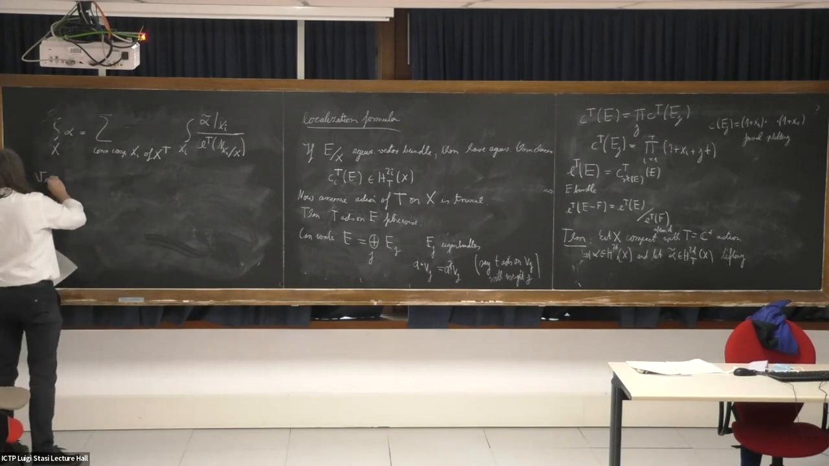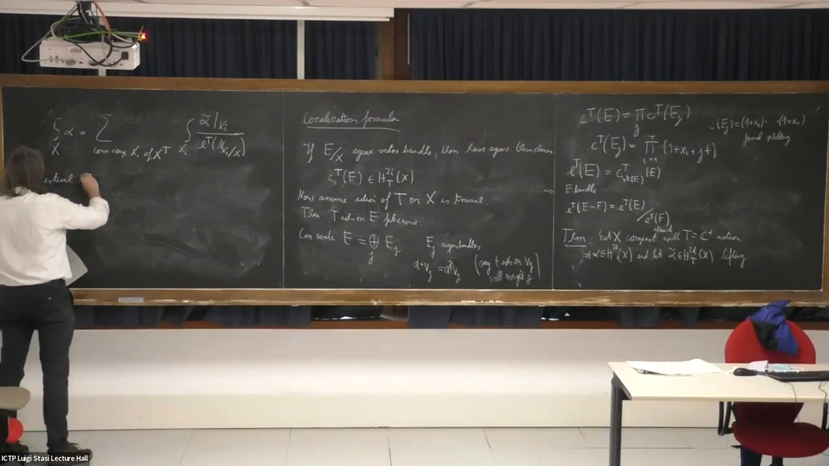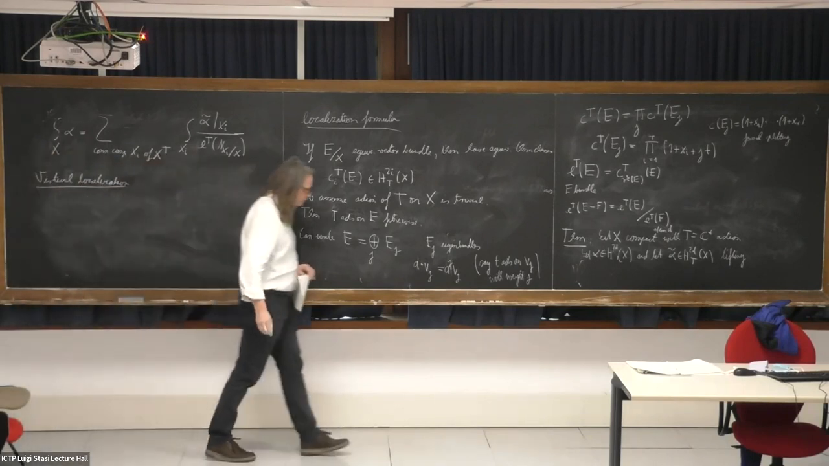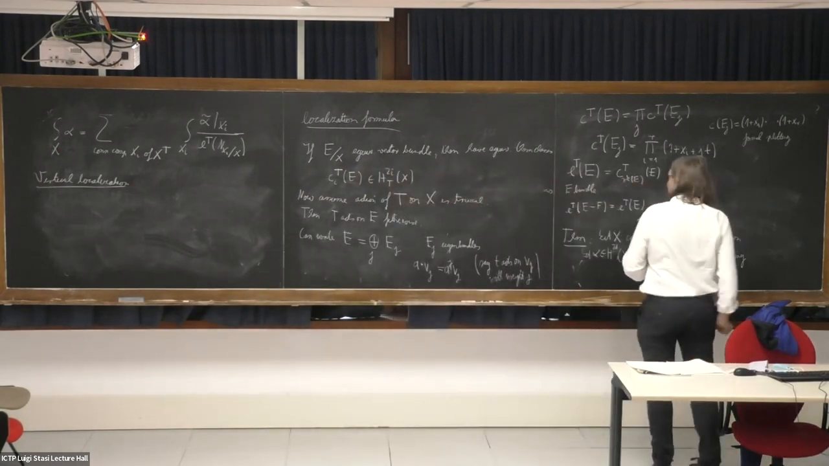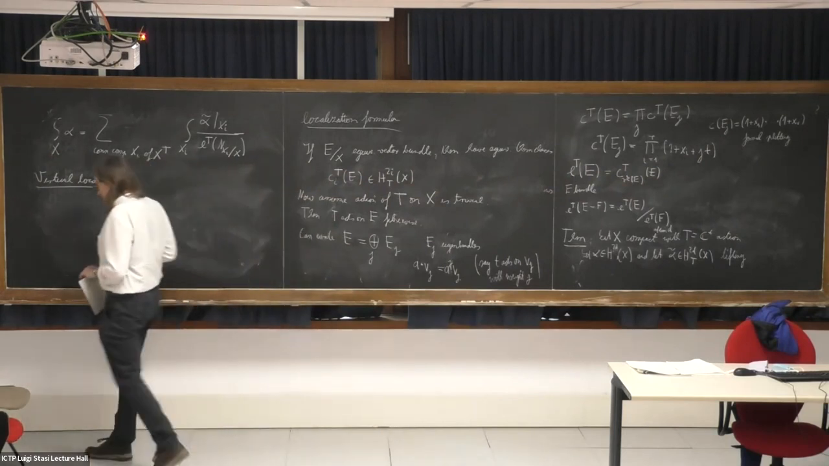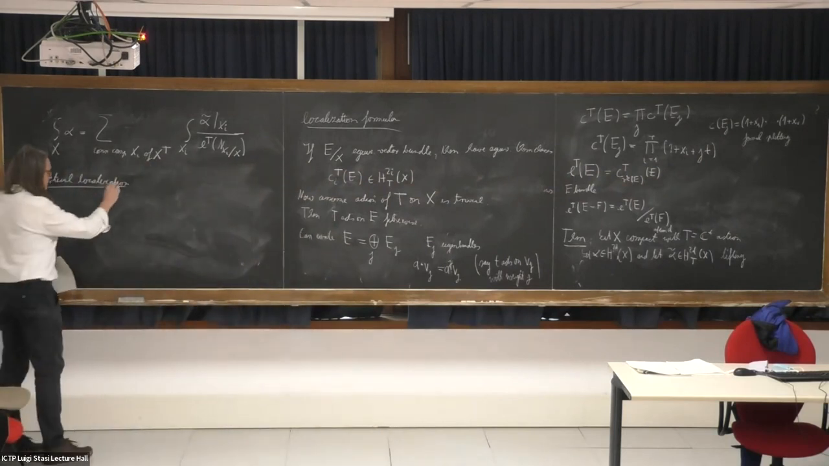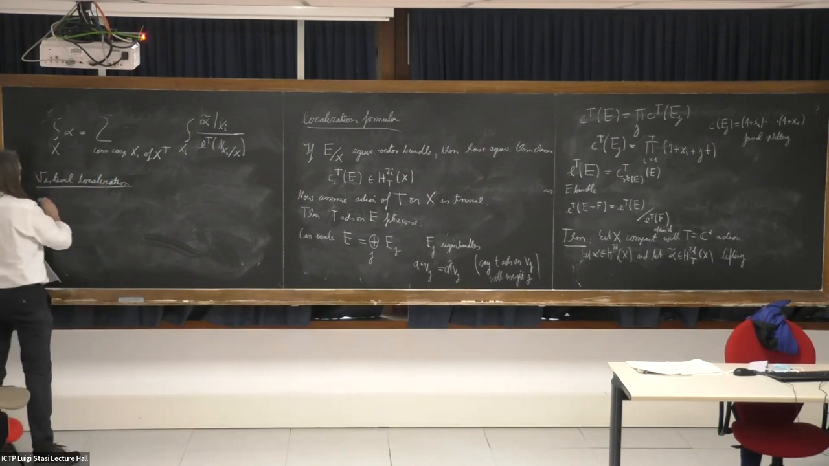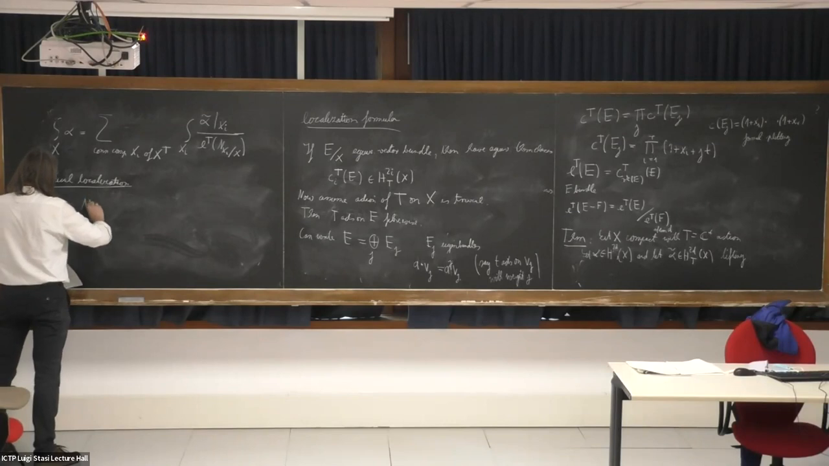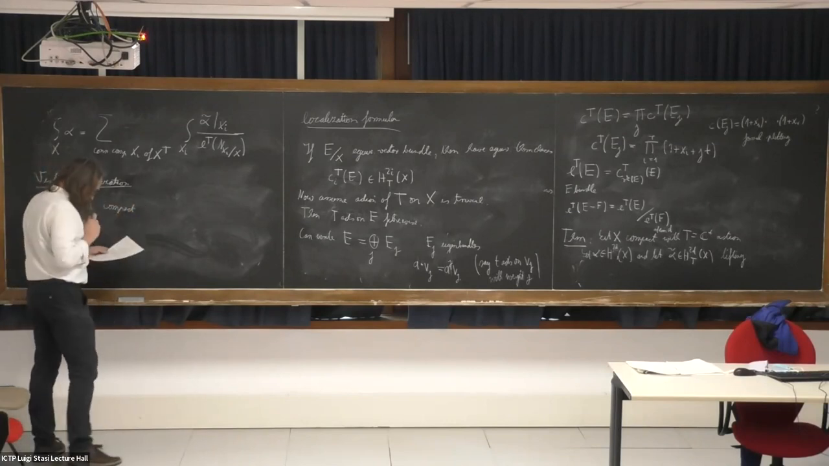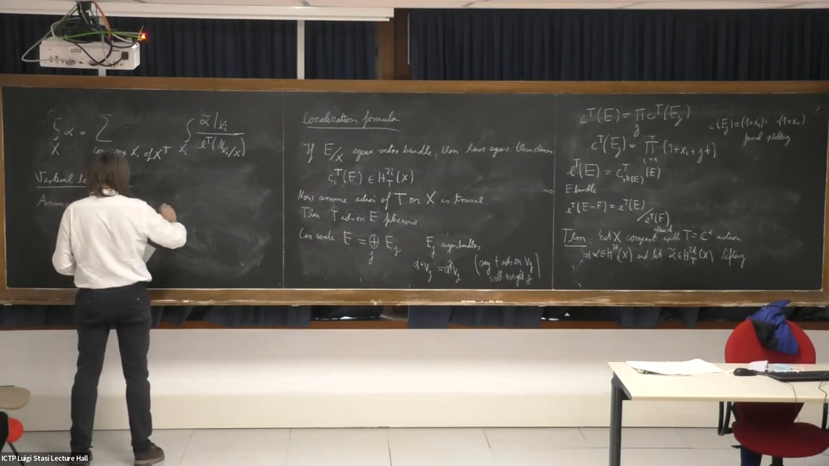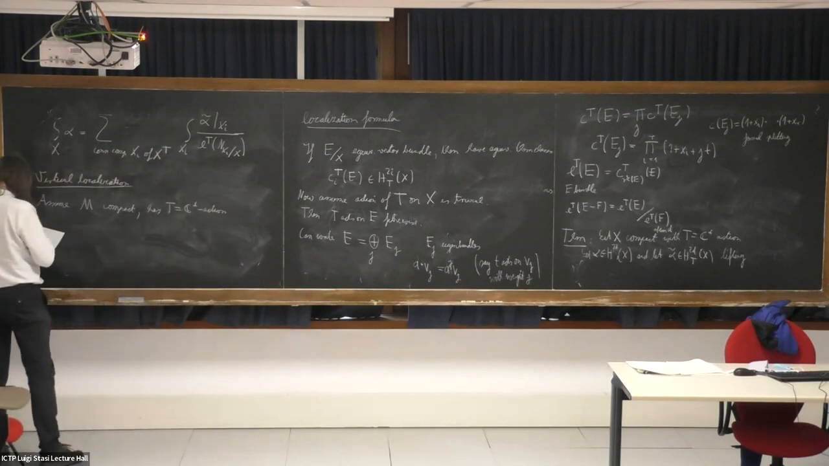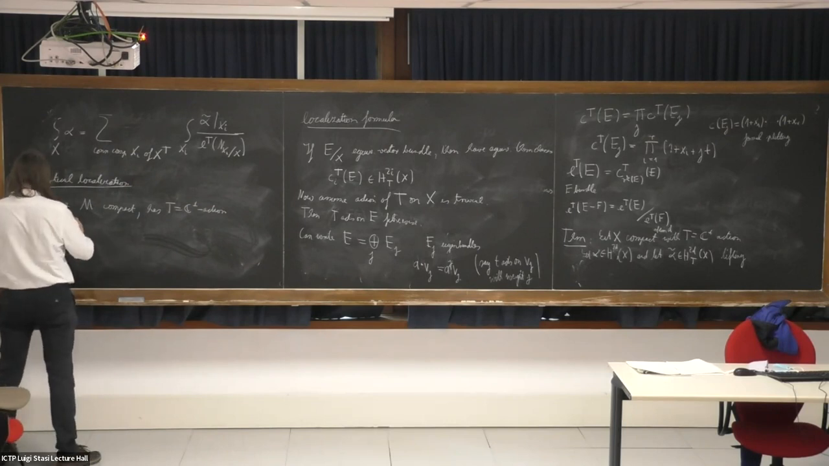Okay, now we've come to virtual localization. To be completely honest, it's a complicated thing and would take a long time to do properly, but I would just state it and you're going to believe me that it works. So now, again, we assume that we have M, which is compact, and it has a torus action.